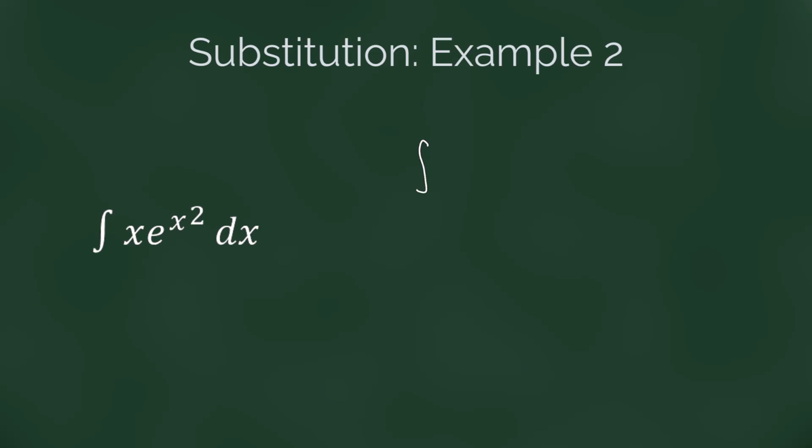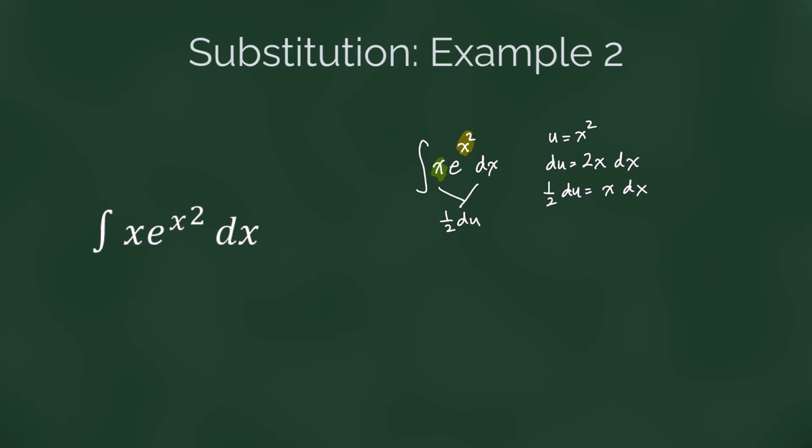Let's take a look at another example, the antiderivative of x times e raised to the x squared power dx. So we're looking for a function whose derivative is also in here. We notice that the derivative of x squared is a multiple of x, so we can make that work. We're going to let u be x squared. That means that du is going to be 2x dx. We can divide both sides by 2 to get 1/2 of du is equal to x dx.